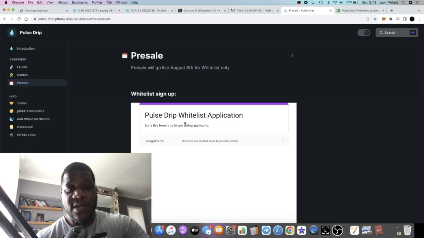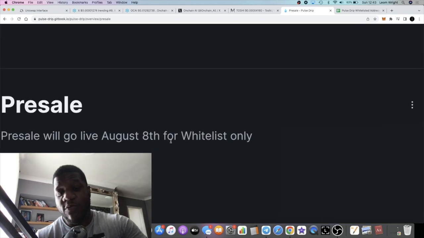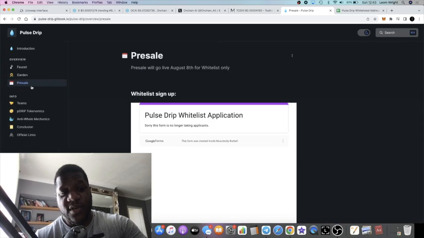But ultimately, you're only going to be able to participate a certain limited amount on whitelisting. So many people will want to buy this on launch as well and top up their bags. Okay, guys. So that will be launching live on the 14th of August again. The whitelist pre-sale will be on the 8th of August.